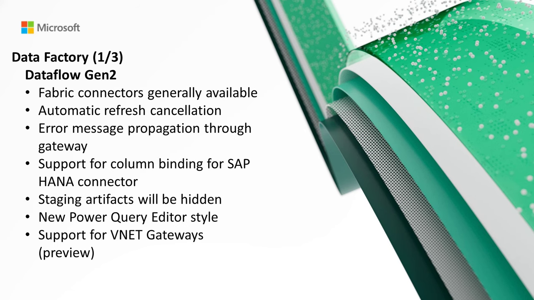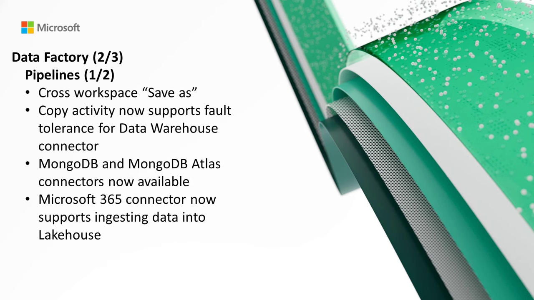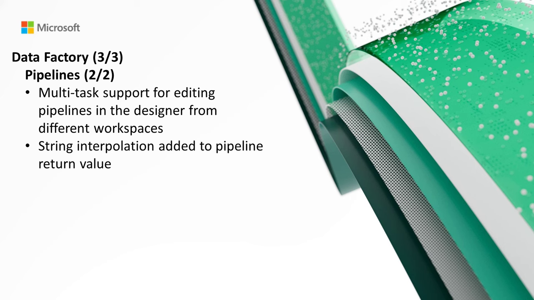Moving on to Data Factory and starting with Dataflow Gen 2, we have Fabric connectors generally available, automatic refresh cancellation, error message propagation through gateway, support for column binding for SAP HANA connector, staging artifacts will be hidden, new Power Query editor style, support for VNet gateways preview, cross workspace save as, copy activity now supports fault tolerance for data warehouse connector, MongoDB and MongoDB Atlas connectors are now available, Microsoft 365 connector now supports ingesting data into Lakehouse, multitask support for editing pipelines in the designer from different workspaces, and last but not least, string interpolation added to pipeline return value.